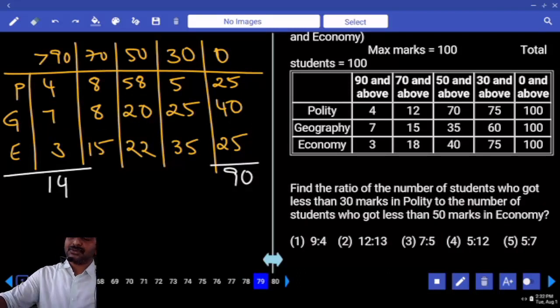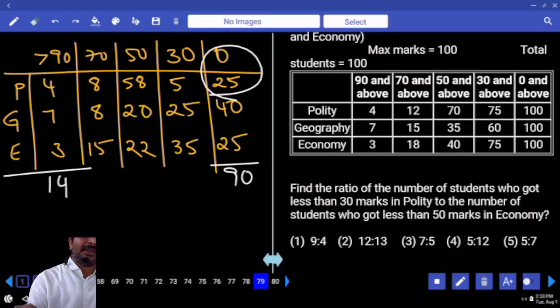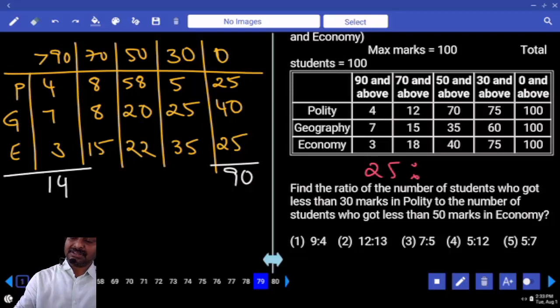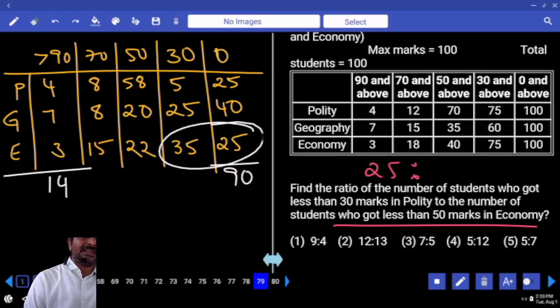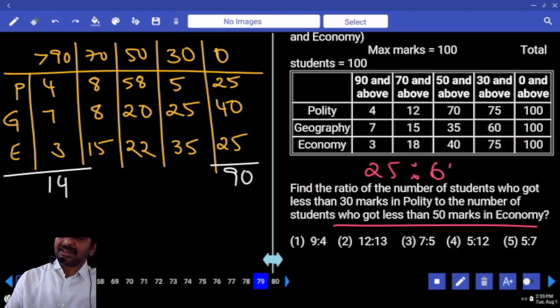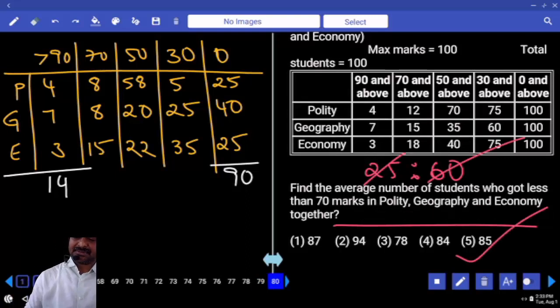Find the ratio of number of students who got less than 30 in polity. Less than 30 in polity. How many are there? 25. Ratio between this and students who got less than 50 marks in economy. Less than 50 in economy. Sum of these two numbers only. Less than 50, so we cannot consider people who got 50 and more. How much is that? 60. Cancellation with 5. 5 times and then 12 times.